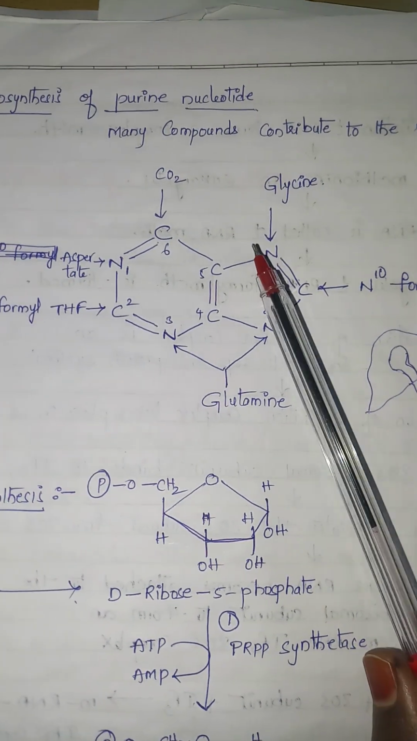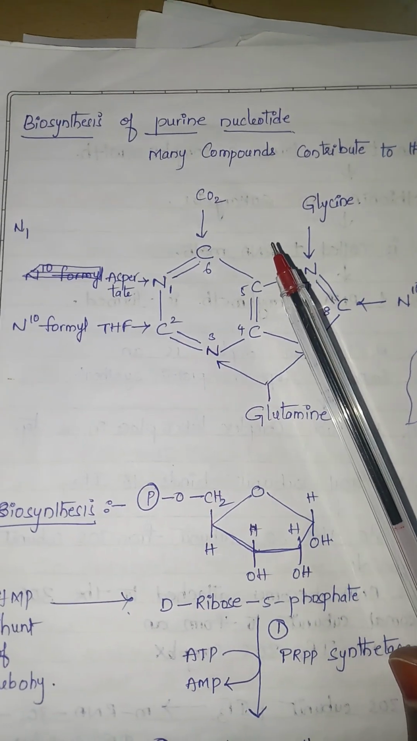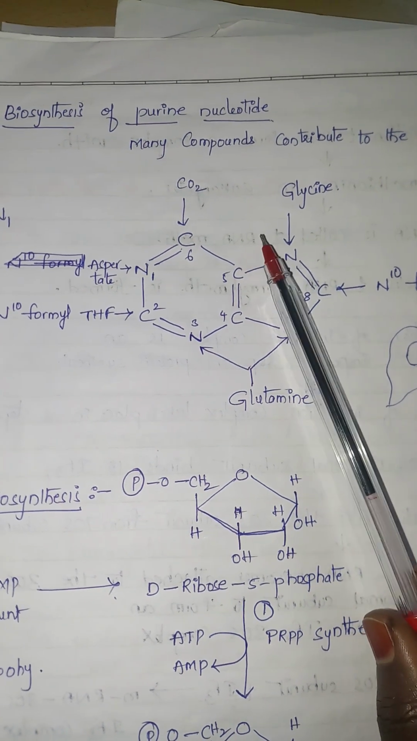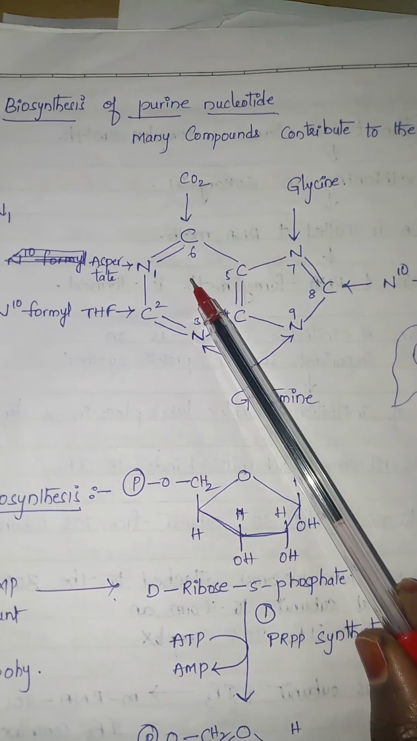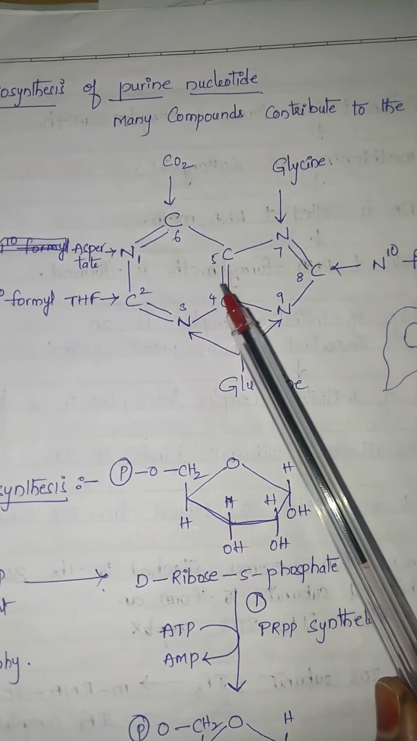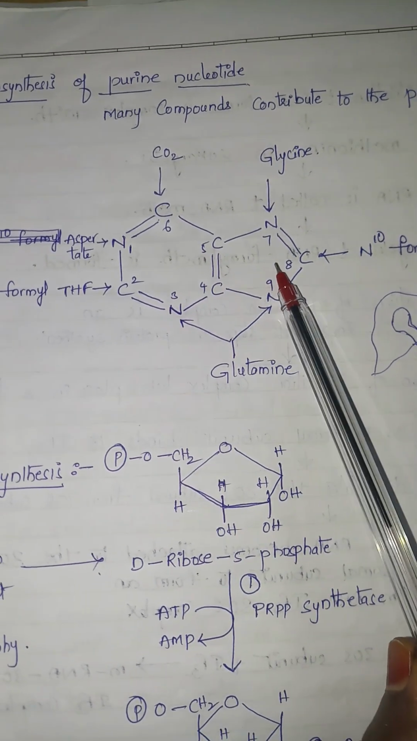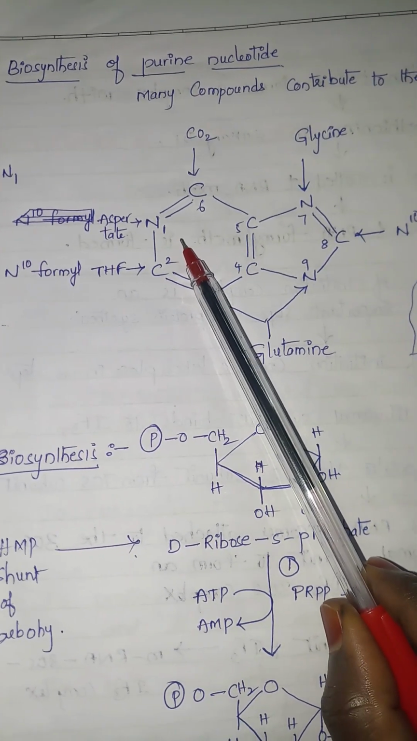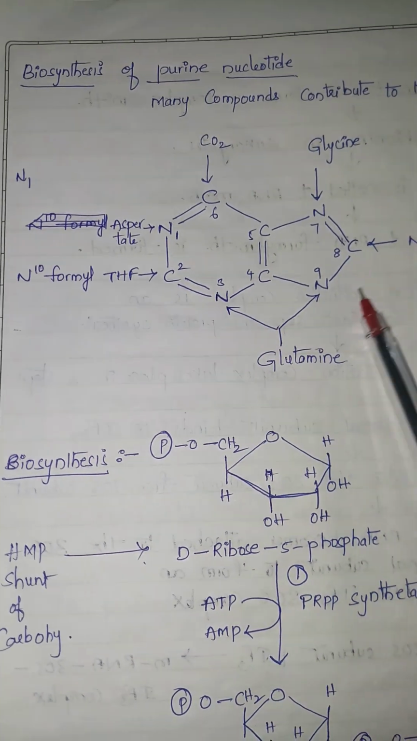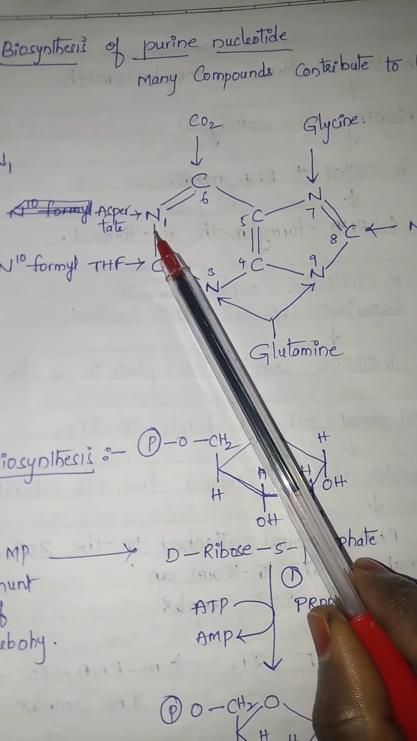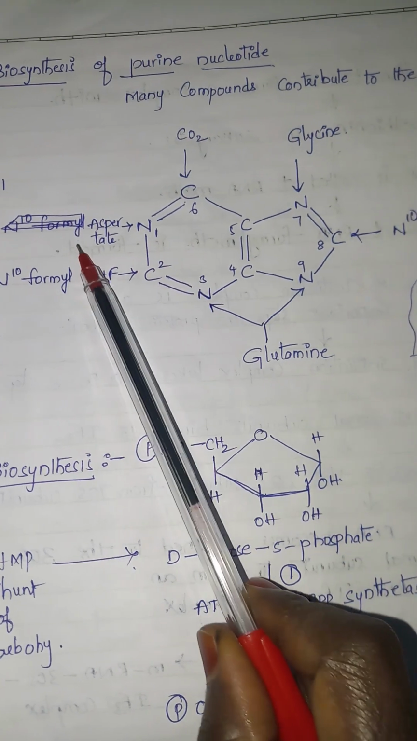Morning all. Today's topic is biosynthesis of purine nucleotide. Many compounds contribute to the purine ring of the nucleotide. Here, N1, nitrogen 1 of purine. This is the purine ring in which N1 is derived from the amino group of aspartate.